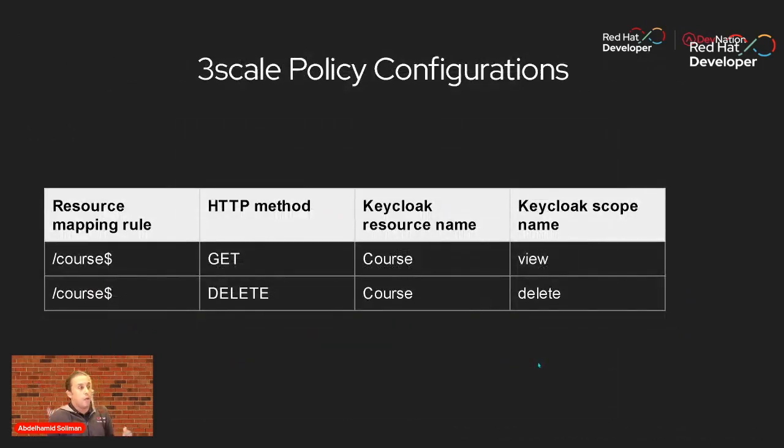All right, you also need to configure this policy inside 3scale. You need to correlate your HTTP mapping rule to a Keycloak resource and scope in order to allow the policy to call the REST API of Keycloak to check the authorization. So here are the configurations based on the course management use case.